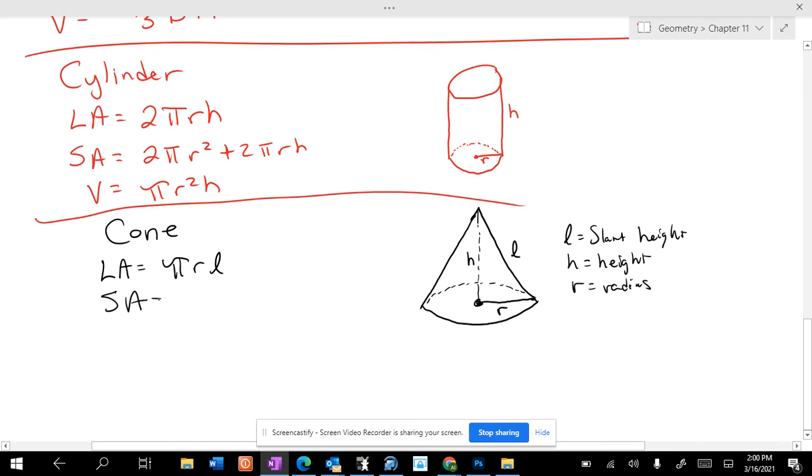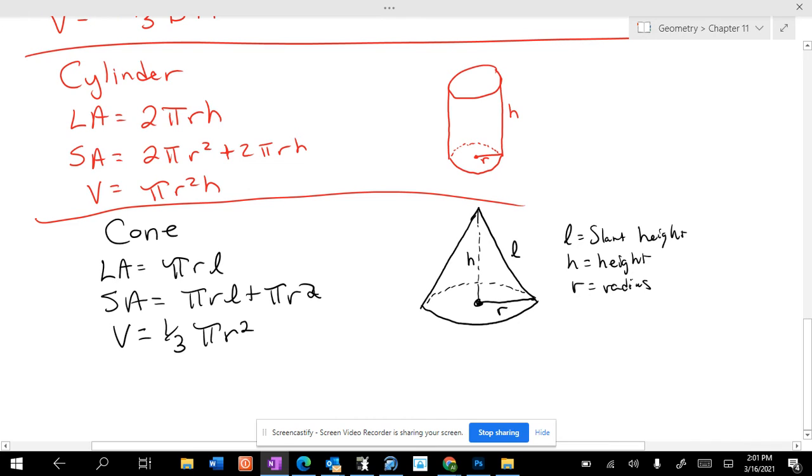Surface area of a cone is 1/3 pi r squared, because it's 1/3 the area of the base. Whoa, wrong. It's pi r L plus pi r squared, sorry. And the volume is 1/3 pi r squared h, 1/3 the area of the base times the height. Okay, so that's a cone.